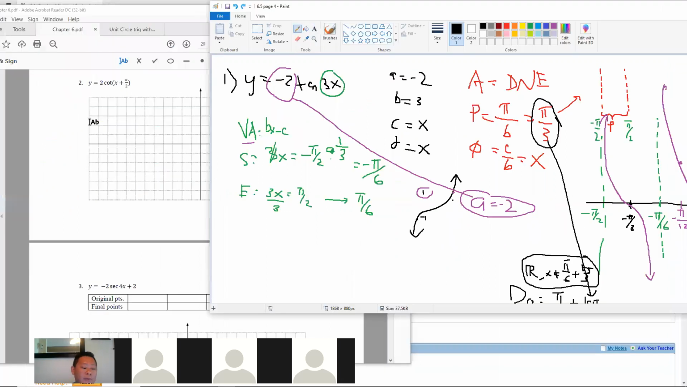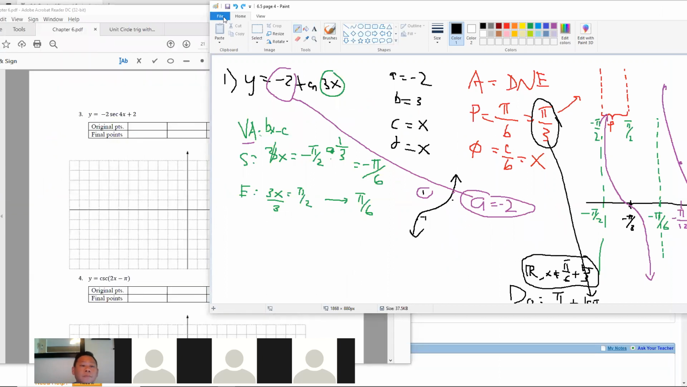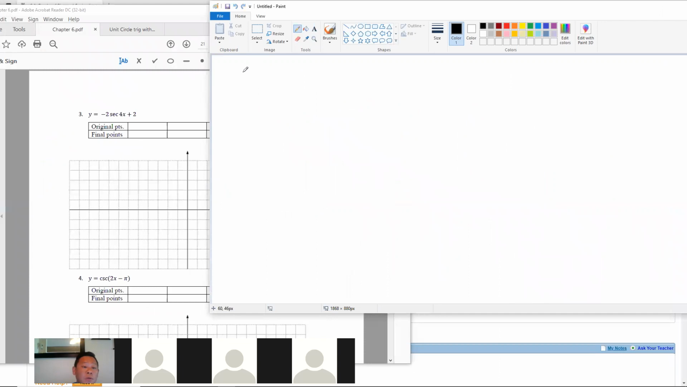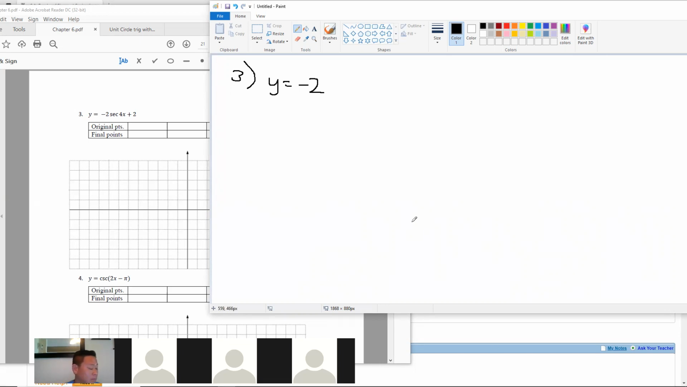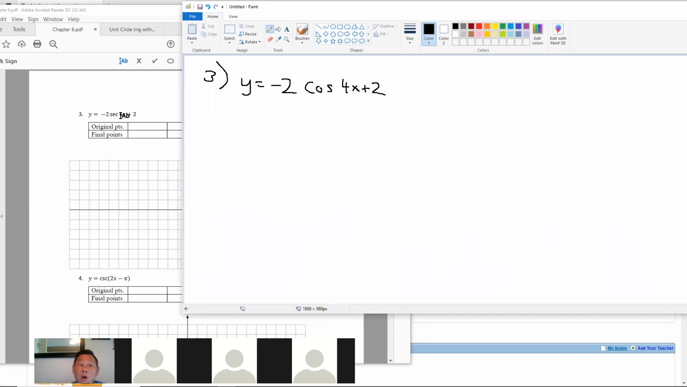Right. Next one we have is the secant and cosecant graph. As I mentioned, if you want to draw a secant graph, you need to draw the reciprocal of it. Anyone know what is the reciprocal of secant? Sine or cosine? Cosine. So it's cosine. Do we have any parentheses on the 4x plus 2? No, right? So do not put parentheses on it, because it means something different with and without parentheses.